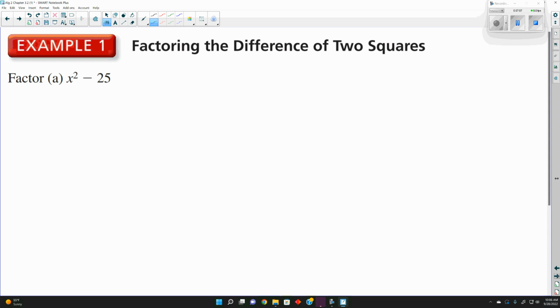Well, this is exactly the one we just did. X squared minus 25, yes? This is a difference of perfect squares. Because what times itself is x squared? Well, x, yes? What times itself is 25? 5. So what we could say is that this is x squared minus 5 squared, where x is our a, 5 is our b. So it would be x minus 5 times x plus 5.